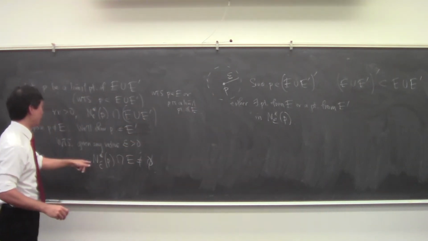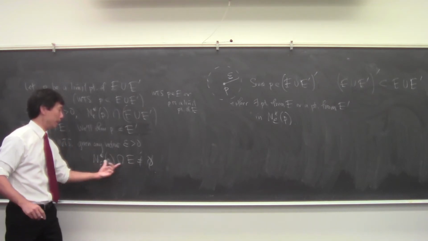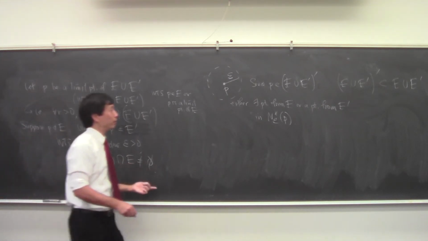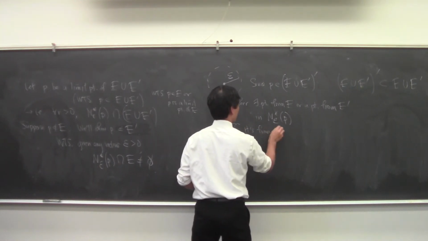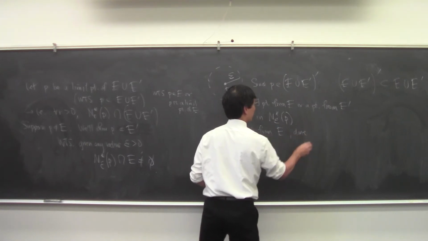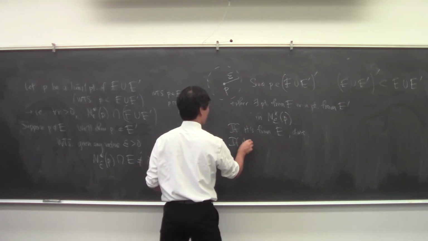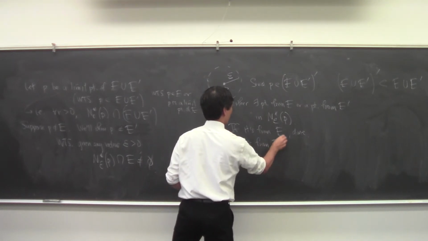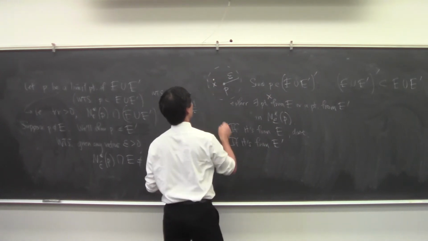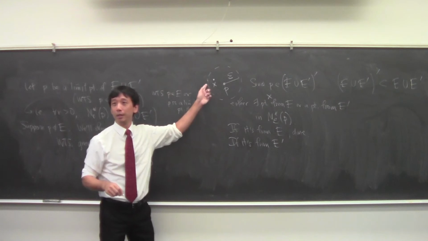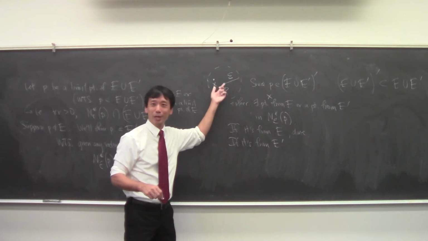Okay. If it's in E, then we're done. If it's in E, well then the intersection is non-empty. If it's from E, then we're done. Suppose it's from E prime. If it's from E prime, then let's call that point X. So there's some point X from E prime in there. We want to show that there's a point from E in there. Well, how do we do it?